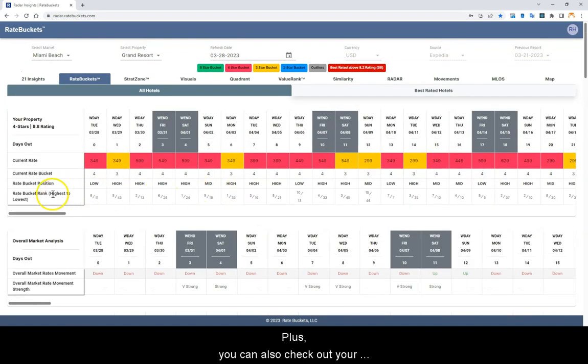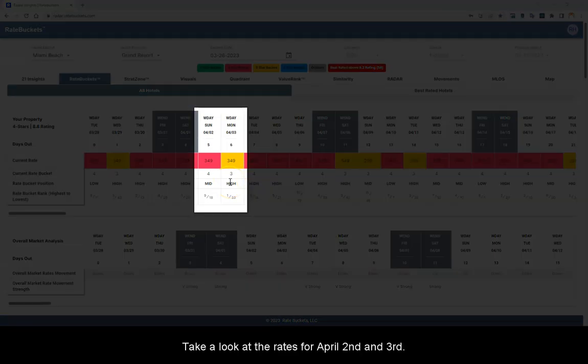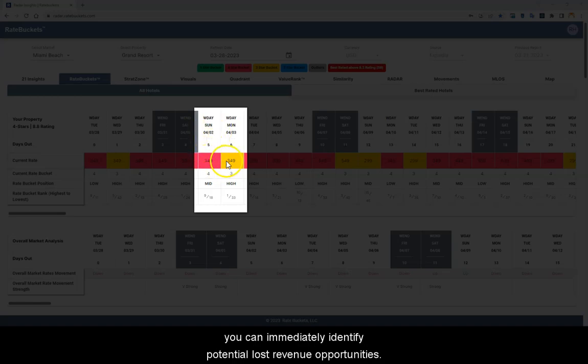Plus, you can also check out your rate bucket rank, which indicates the precise position of your rate relative to other hotels' pricing within the same bucket. Let's examine the daily positioning of the Grand Resort's pricing. Take a look at the rates for April 2nd and 3rd. With the rate buckets analysis, you can immediately identify potential lost revenue opportunities.